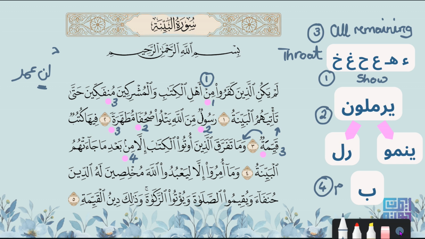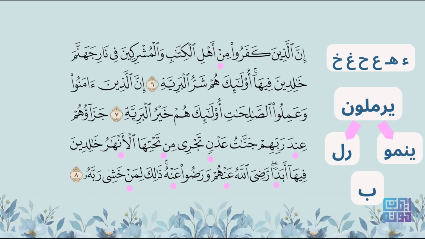Okay, I guess in this page until ayah number 5 there is no noon sukoon rules. So let us see in the next page. Let us see the noon sukoon rules here.